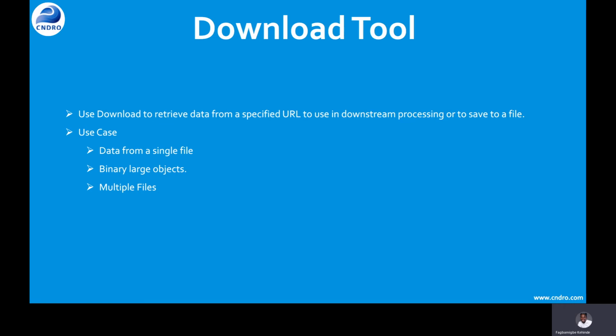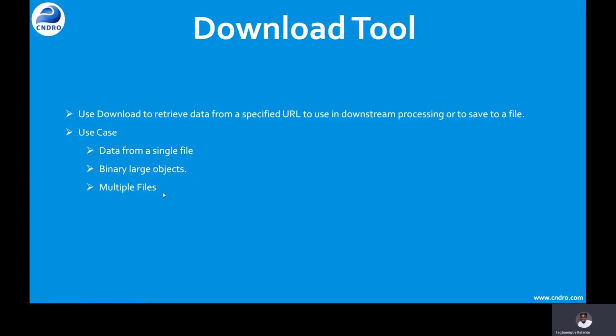Most importantly, probably you want to do web scraping, you want to get some particular data from a website, right? It's very useful in this case. So there are basically three things you can do with the download tool. You can download a single file from your website or your online location, and you can also download binary large objects, which are majorly image files, right? And you can download multiple files at the same time using the download tool.